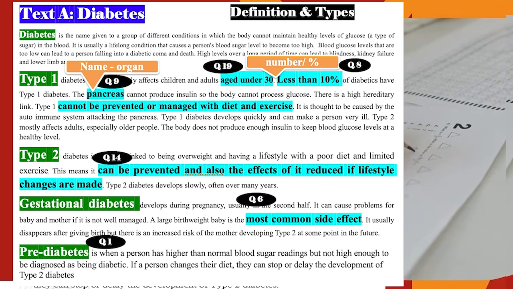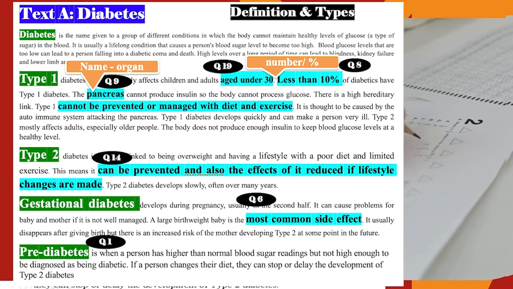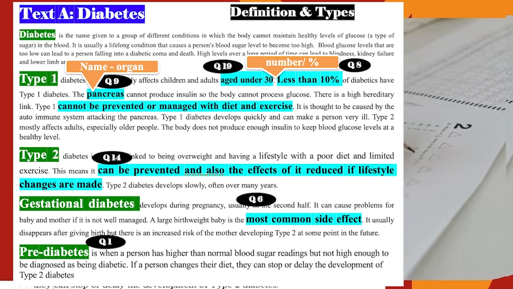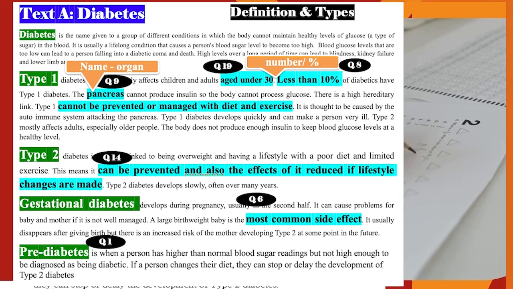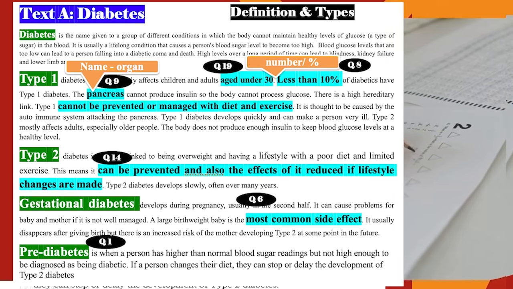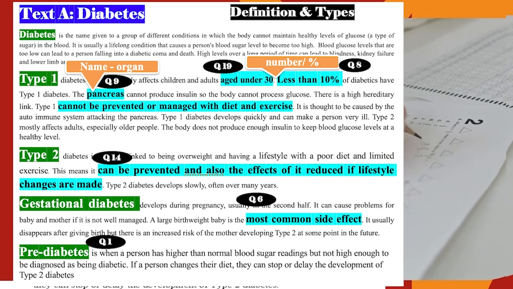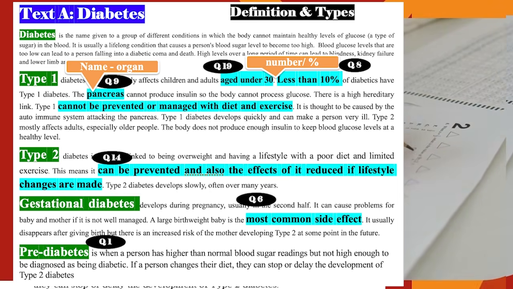Age under 30. Pancreas cannot be prevented with diet and exercise. Type 2 is strongly linked to lifestyle changes, and can be avoided. And the most common side effect: whenever there is a superlative like most, usually there is an answer, an adjective, high, low.